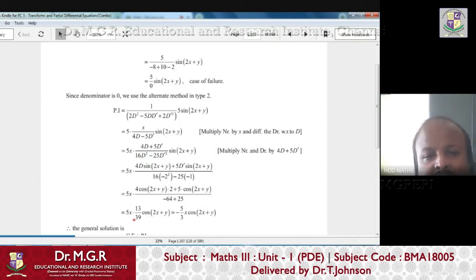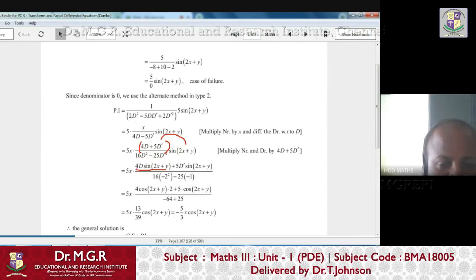But in the numerator, we have 4D plus 5D dash. So you can multiply. This is something like an operator. Remember, even though we are multiplying and dividing, D and D dash are not numbers; they are operators. So 4D of sine(2x plus y) is the first term, then 5D dash of sine(2x plus y) is another term.